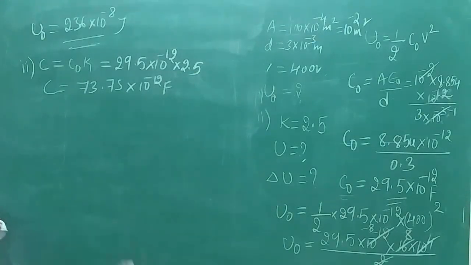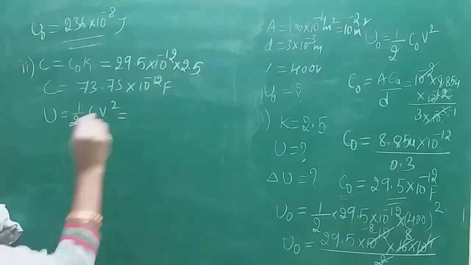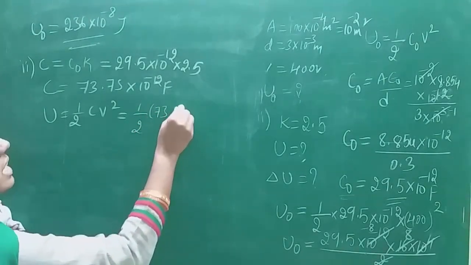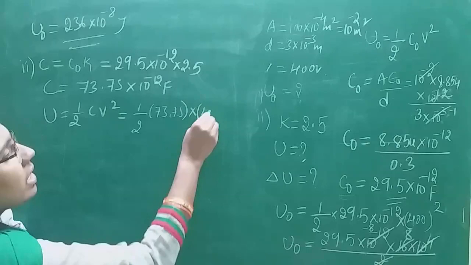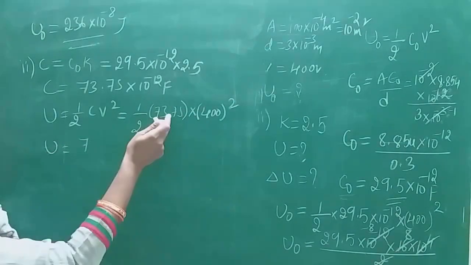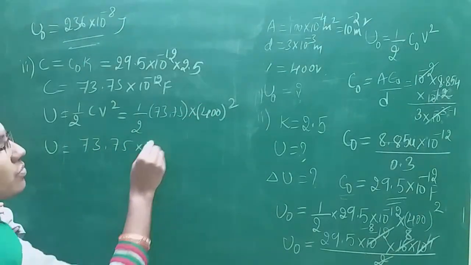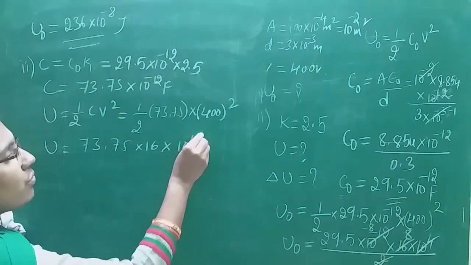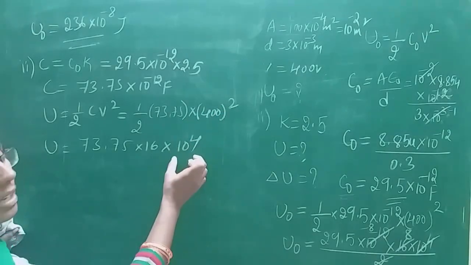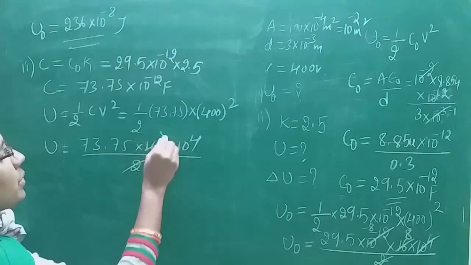Okay, so again calculate the energy stored. Now the energy stored will become U is equal to half CV square. So we can write half into C, that is 73.75, into V, that is 400, whole square. So U can be written as 73.75 into 400 whole square, that is 16 into 10 to the power of 4, since 4 square is 16 and 100 square is 10,000. That can be written as 10 to the power of 4 divided by 2.